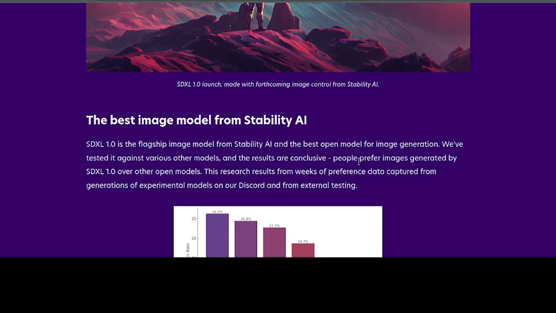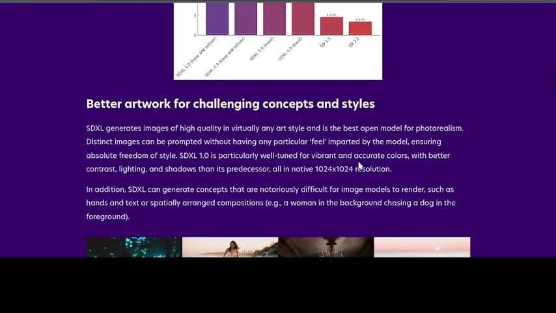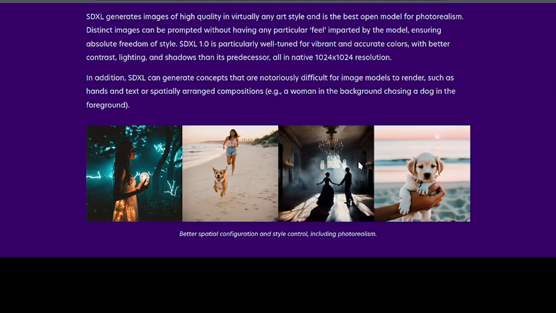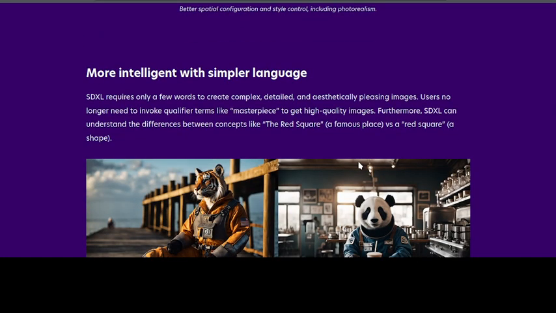And as per them, it's the best image model from Stability AI in terms of the different performance limits they have mentioned here. One of the very remarkable features is the high quality images generated even without mentioning very specific details, like high quality, artistic, and using other such adjectives and words. And the simplistic thing is that it is more intelligent with simpler language.